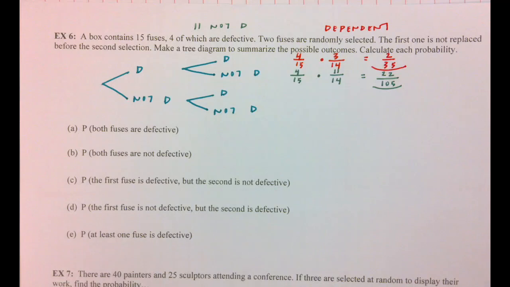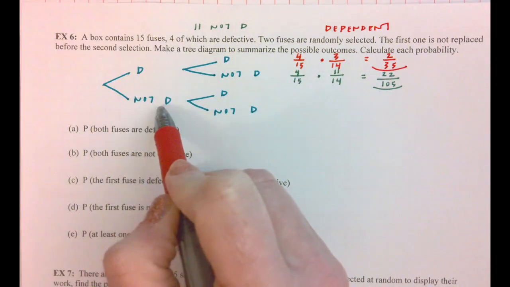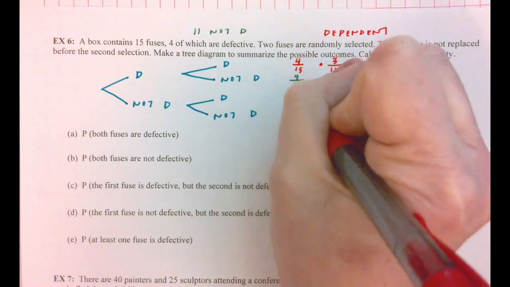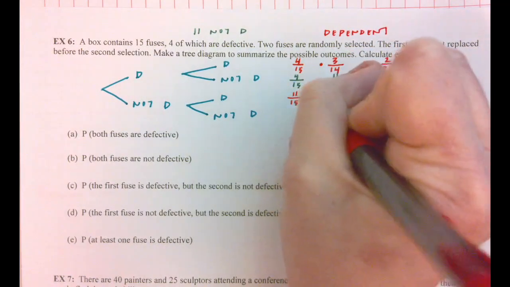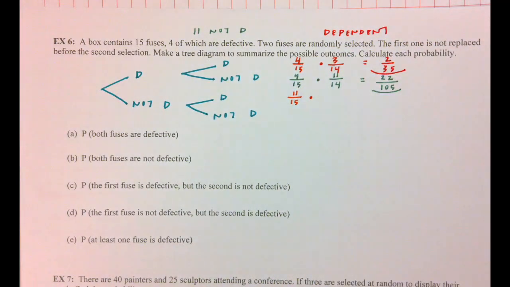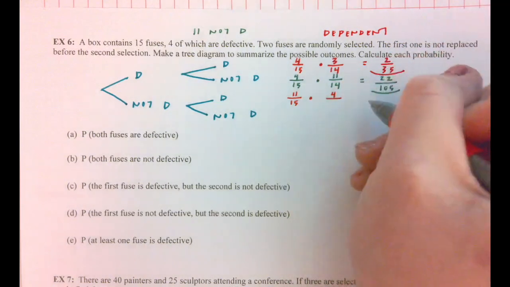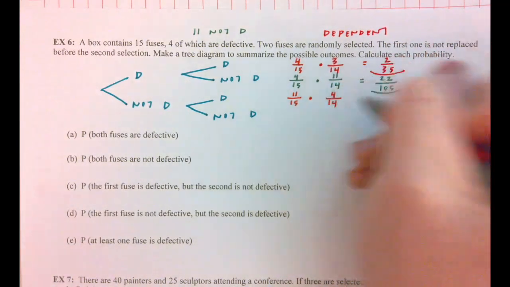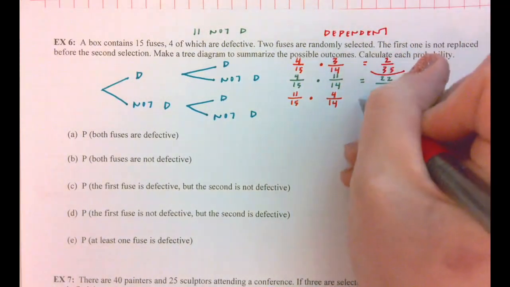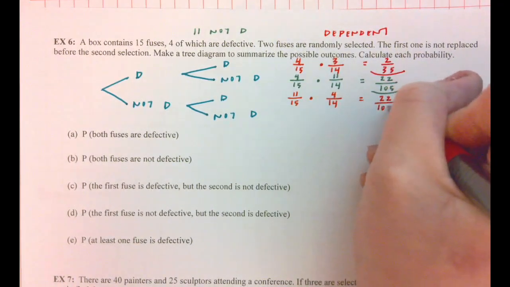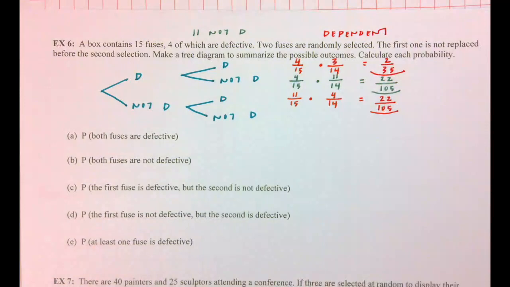All right, next pathway. I start with one that's not defective, so must be 11 out of 15. Right? I don't replace it. I draw again. Now I have 4 that are defective, but 1 less fuse, so out of 14. Multiply across, simplify that fraction. I get 22 out of 105 again.